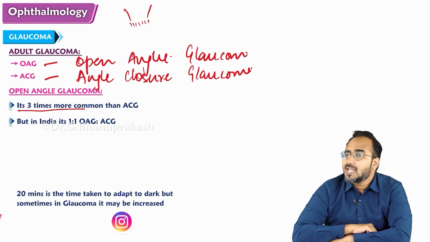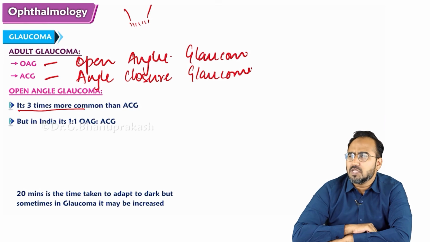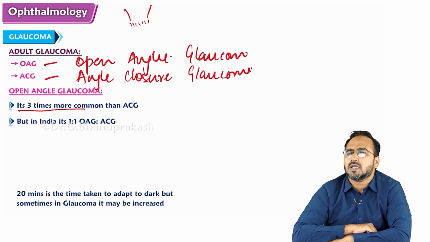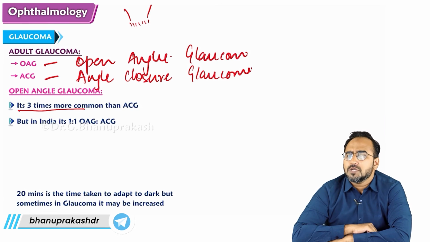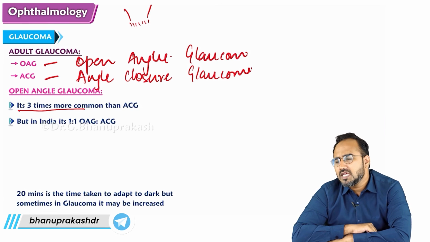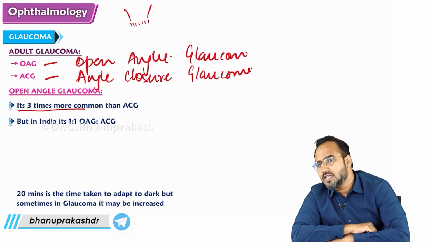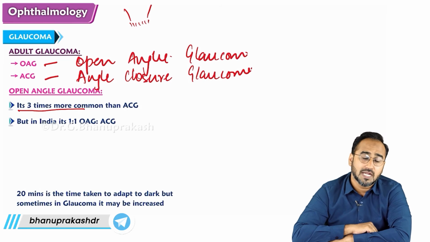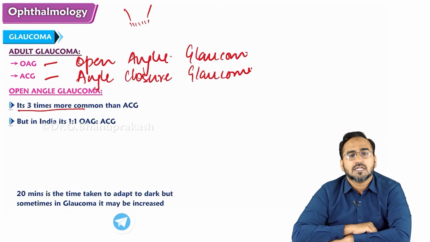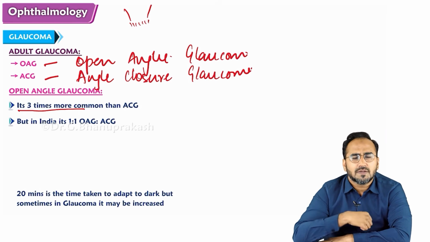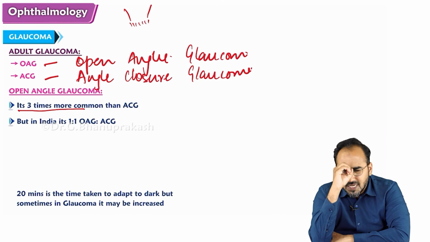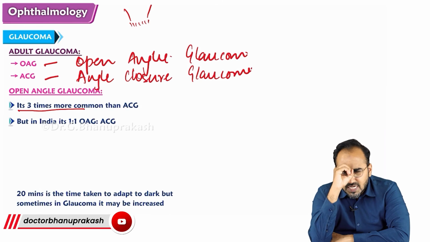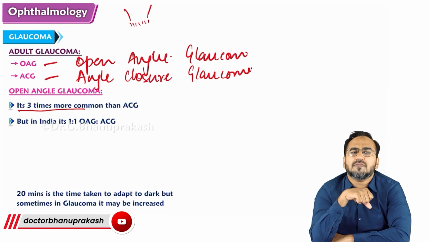By the time open angle glaucoma produces symptoms, it will be in an irreversible stage where you cannot reverse it back. So what we need to understand is the symptom: the patient will be left with a tubular or tunnel shaped vision. Patient will be having what vision, guys? Tubular or tunnel shaped vision.